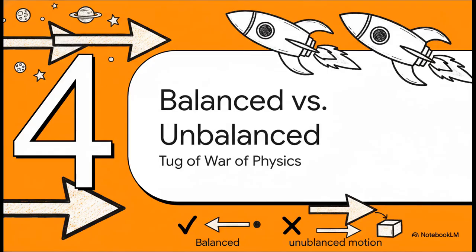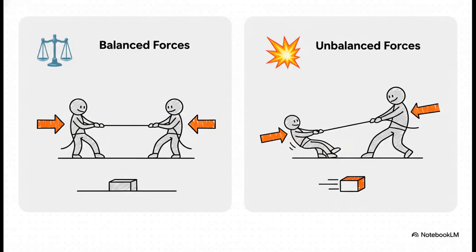So we know what forces are. But what happens when you have more than one force acting on an object at the same time? Well, it turns into a kind of cosmic tug of war, and there are only 2 ways it can end. On one side, you've got balanced forces. They're equal in strength and pulling in opposite directions. The result? A total stalemate, no change in motion. But when the forces are unbalanced, when one side is stronger than the other, that's when things get interesting.